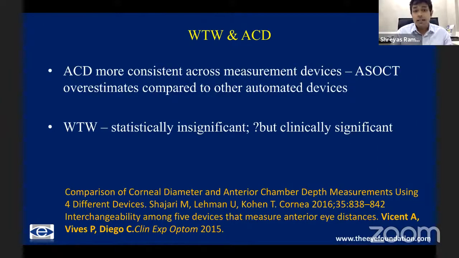Like I already mentioned, AC depth is much more consistent across measurement devices. Only the ASOCT tends to overestimate it.